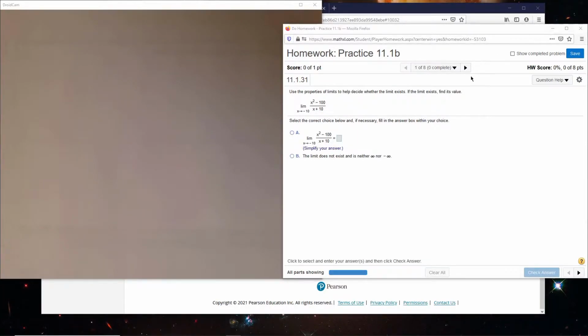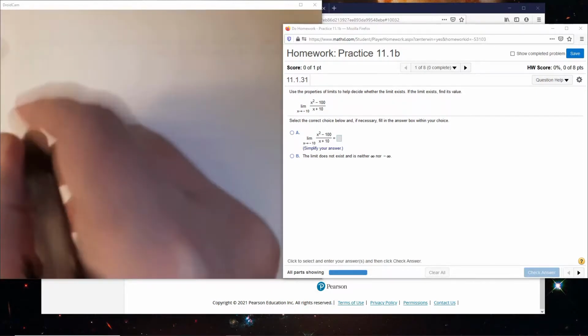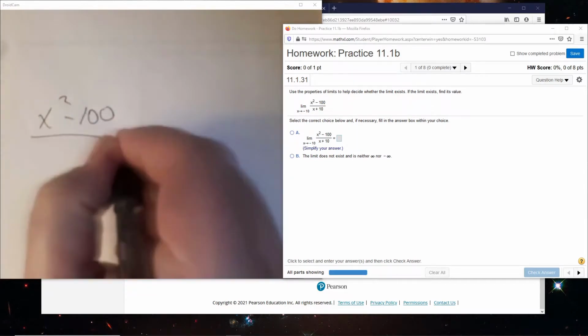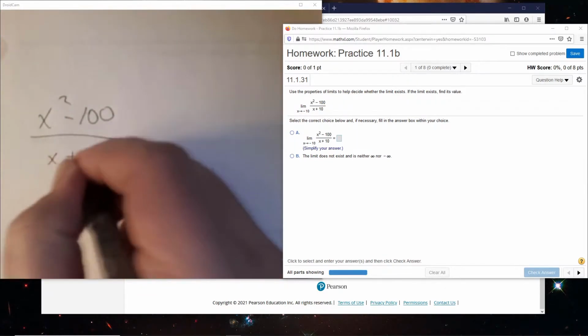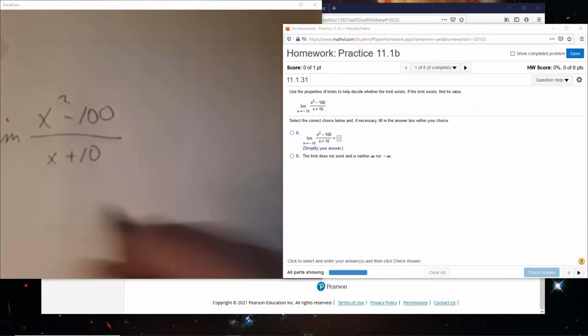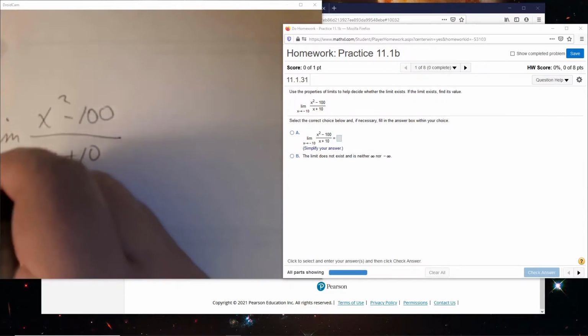All right, so let's check out the practice homework for this. And here is number one. So we got x squared. And we're going to take this limit as we go to minus 10.